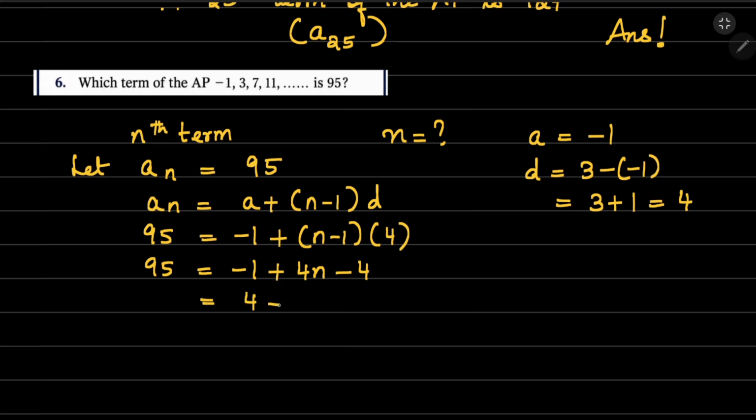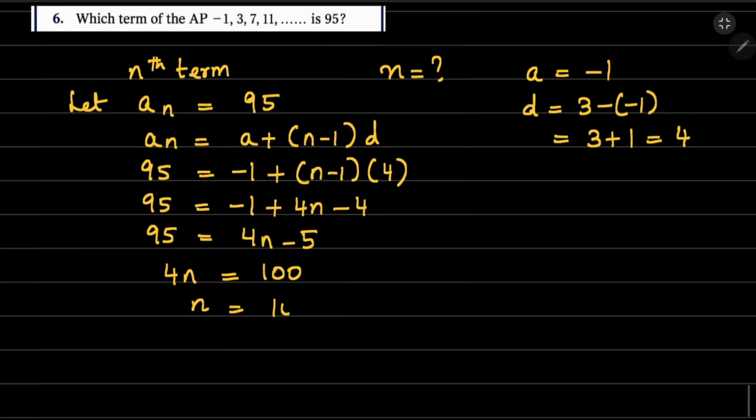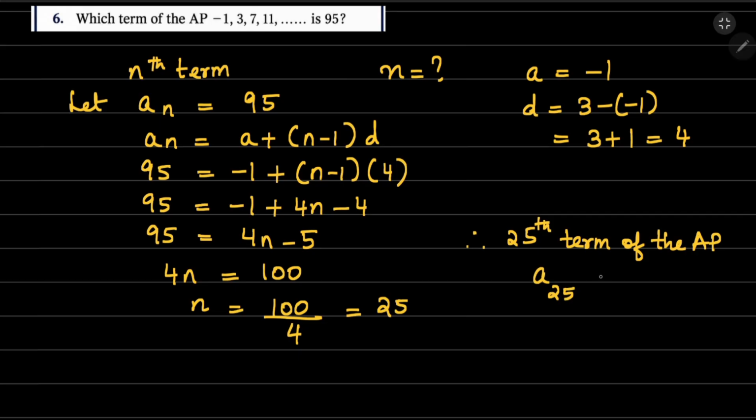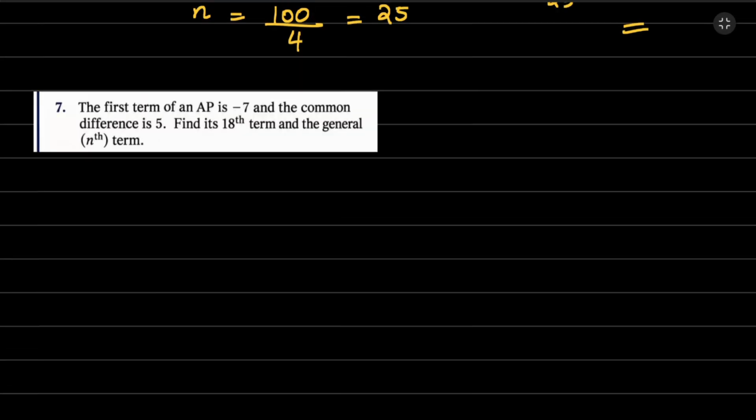So you have got 4n minus 5 is equal to 95. So 4n is equal to 95 plus 5, which is 100. And n is equal to 100 divided by 4, which is 25. So therefore, the answer will be the 25th term of the AP, that is A25, is equal to 95. I hope you are able to understand this. So let's do another question.